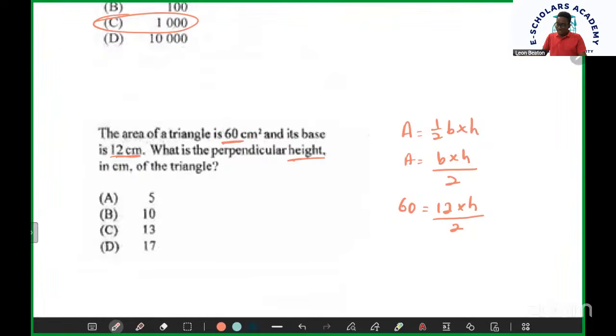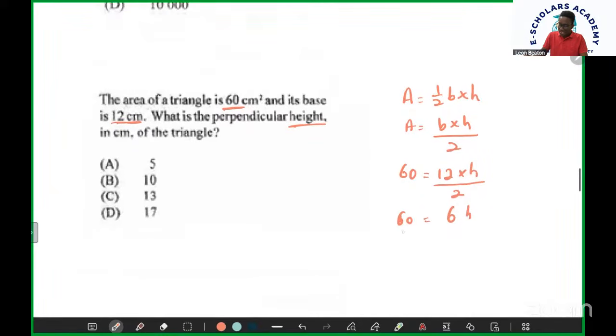So you can do two things. We can say 60 is equal to 12h divided by 2. So we can divide 12 by 2 to give us 6. So you have 6h is equal to 60. We take over the 6 to the divides, we'll have 60 divided by 6 is equal to the height. So the height is equal to 10. So which is B, right?